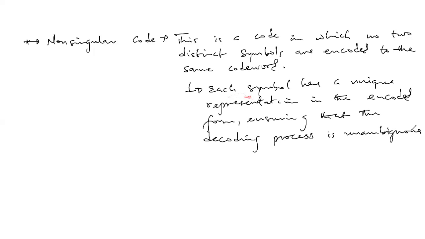And as such, we say that non-singular codes are essential for reliable communication since they prevent errors and loss of information during transmission or storage because no two symbols have an identical code word, okay? But this is speaking loosely, okay?